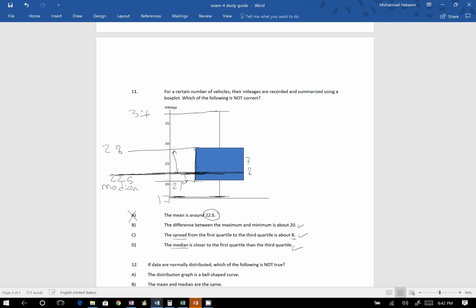Now this is also true. And we verified that this is wrong. This should be the median, not the mean.